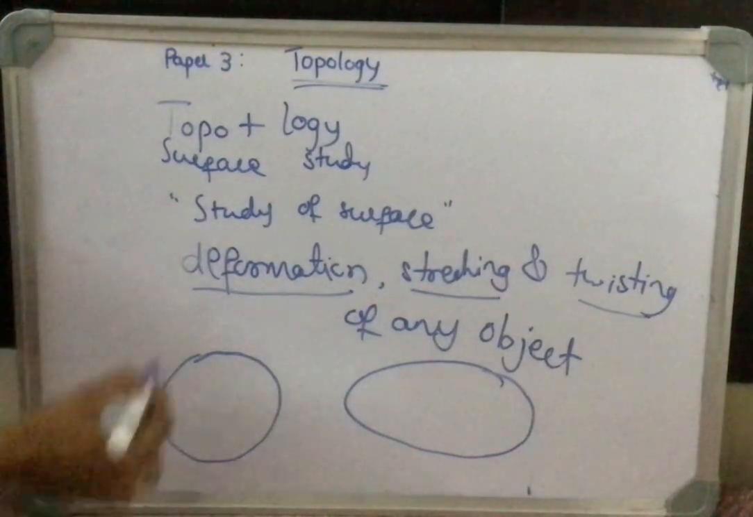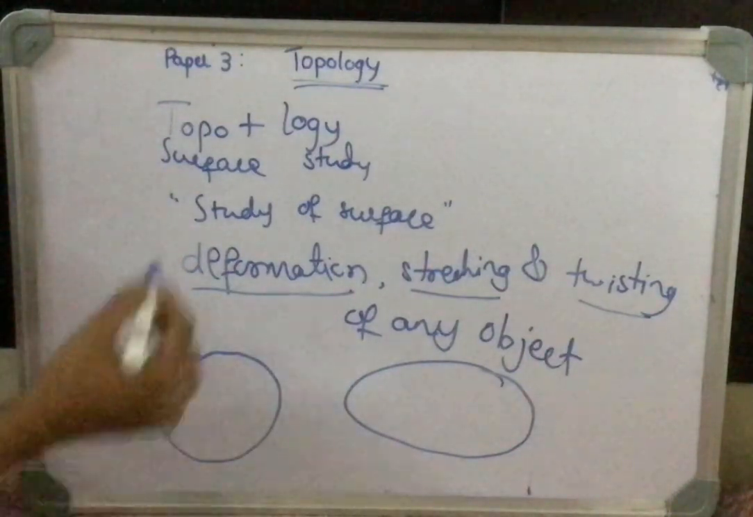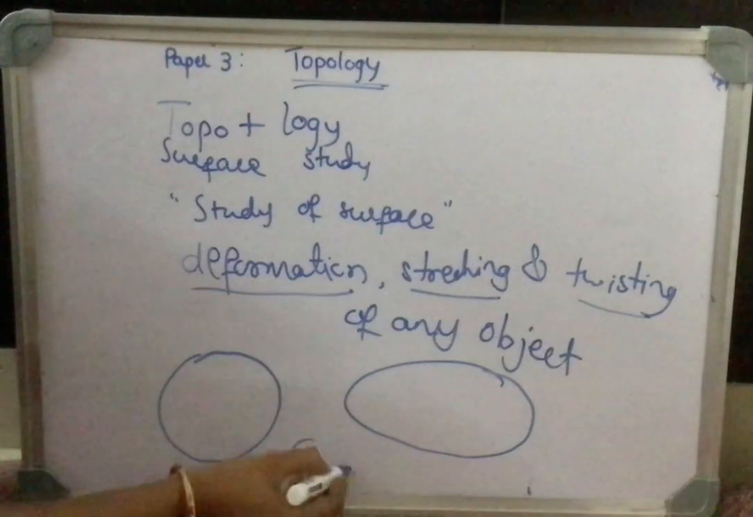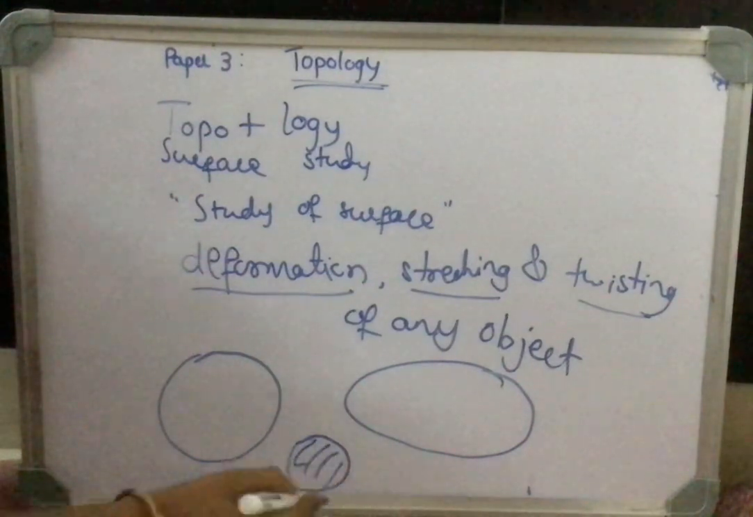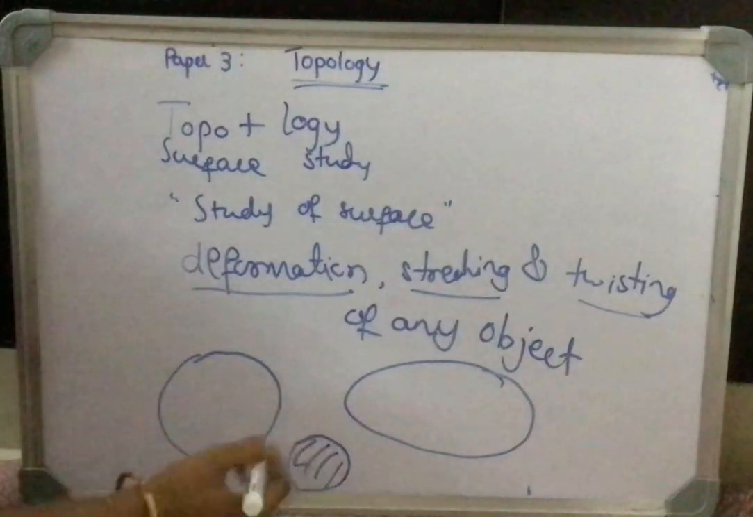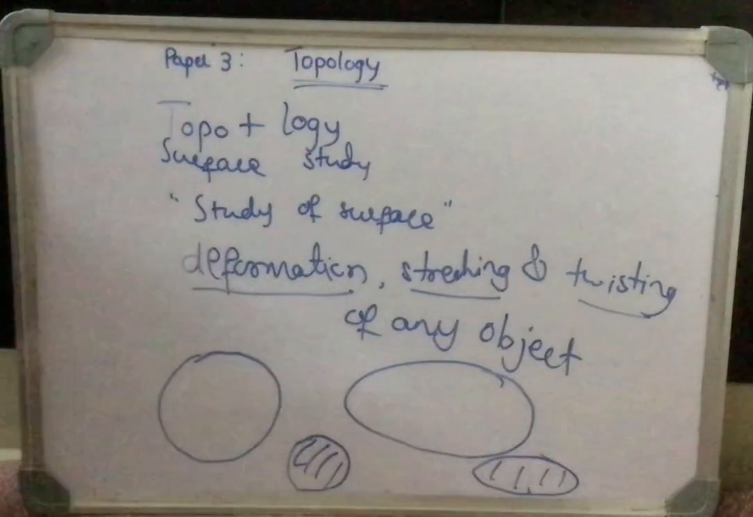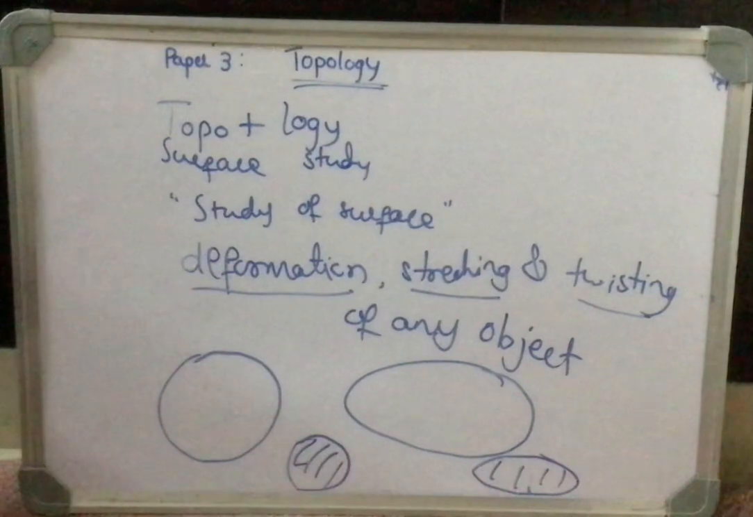So here, according to topology, the geometrical property of this and this is the same. Next, a sphere is the same as a circle but with 3 dimensions. Circle is 2 dimensional, sphere is 3 dimensional. When you stretch this horizontally, you will get an ellipsoid. Here also, according to topology, these two are equal. These are the main purposes of the study of topology.